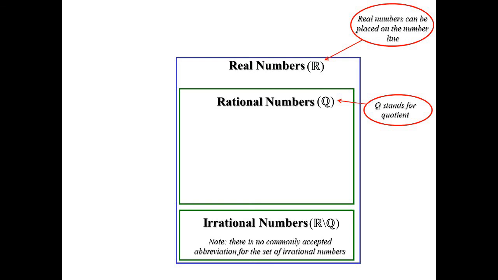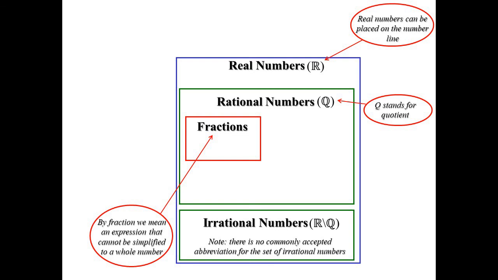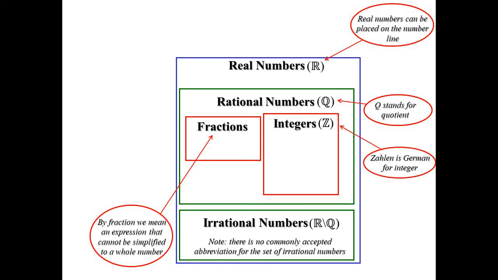So inside the rational numbers, we have fractions. And by fractions, that's what I mean: anything that can't be simplified to be a whole number. So 4/1, I'm not considering a fraction because it could just be 4. 4/1, in fact, would be in the integers, symbolised Z because Zahlen is the German word for integer. And so that's why we get Z for integers.